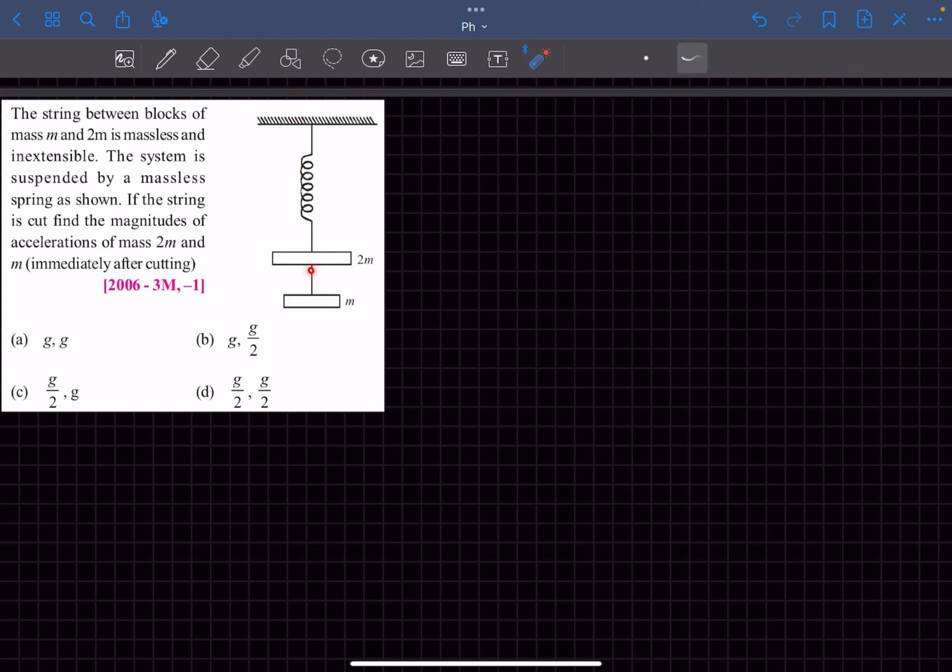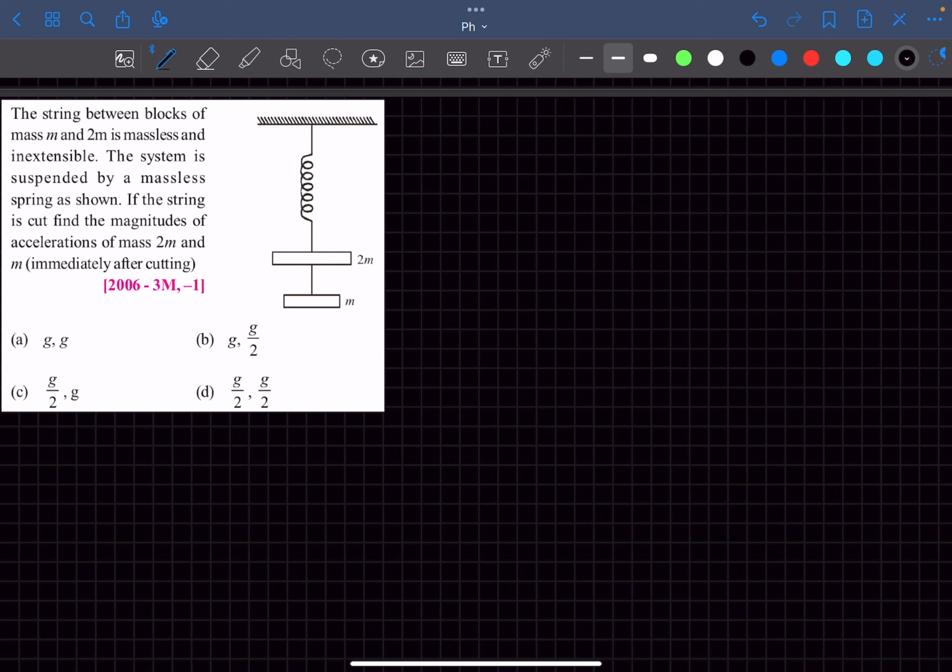So there's a string that connects these two masses 2m and m together, and this system is suspended by a massless spring as shown in the figure, and it's given that this string is now cut. So we have to talk about the acceleration of the masses 2m and m instantaneously after cutting this string.